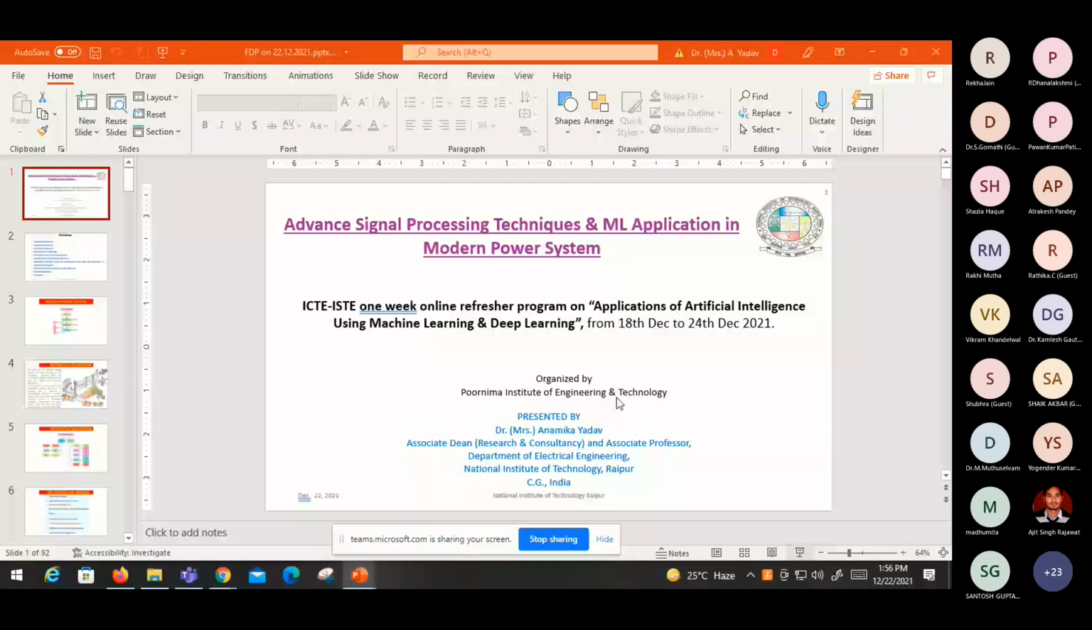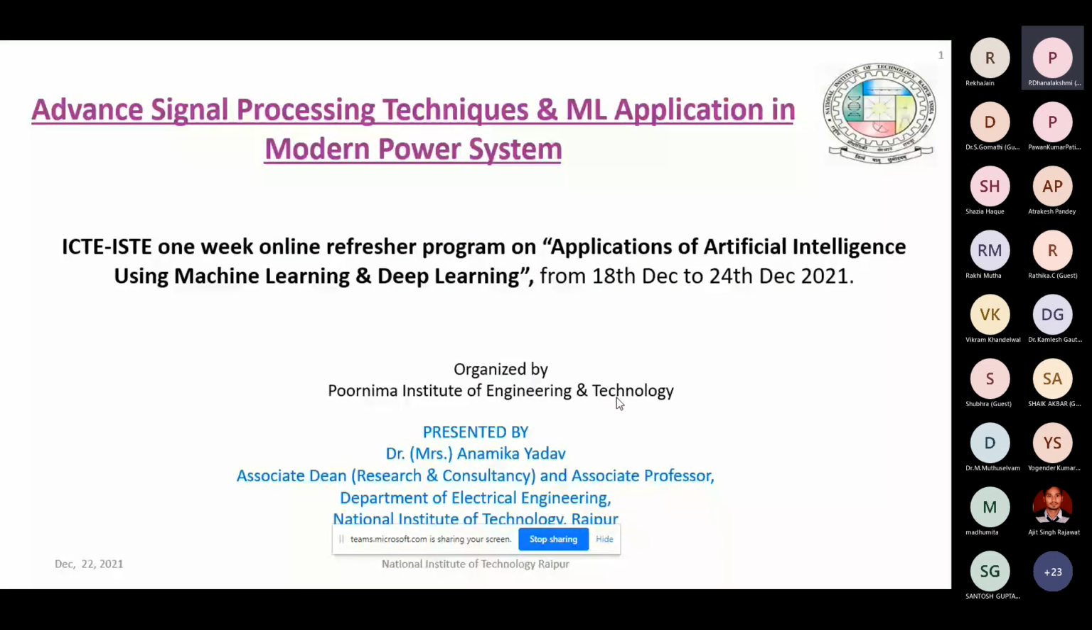Very good afternoon to all the dignitaries present here and the participants. I am here to present the topic Advanced Signal Processing Techniques and Machine Learning Applications in Modern Power System. Before coming to my lecture session, I would like to thank the organizing team of this online refresher program organized by the Purnima Institute of Engineering and Technology. Thank you for giving me this chance to share my views, and it will be useful for the participants to work ahead for their either MTech or PhD program.